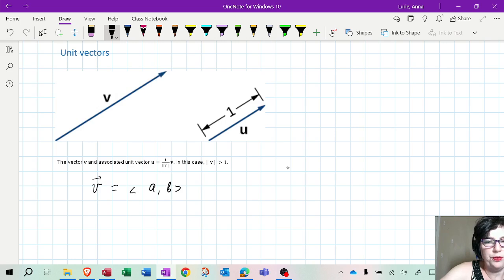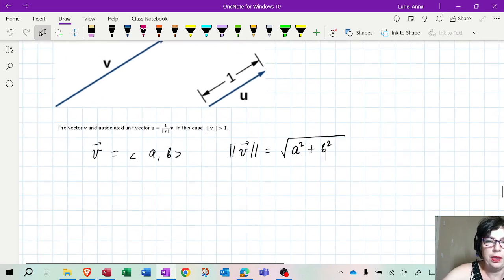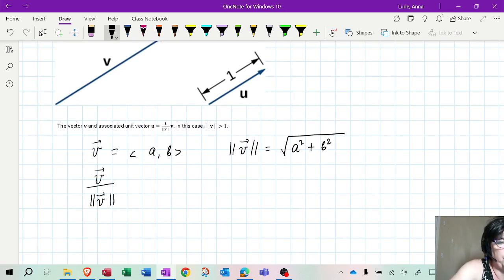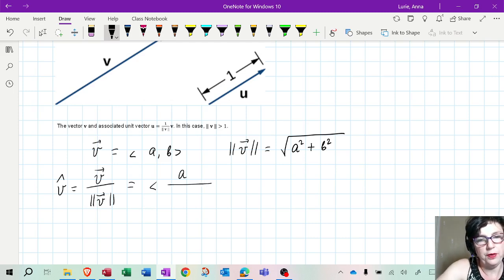What we have to do is first find its magnitude. And that, if you remember, is the square root of the first component squared plus the second component squared. And then what you do is you divide the vector by the magnitude. The new vector, which we'll call v with a hat on top, is going to have a length of 1. So here I have a divided by the square root of a squared plus b squared, and then b divided by the same square root.